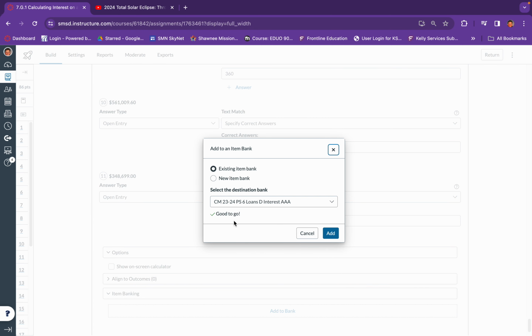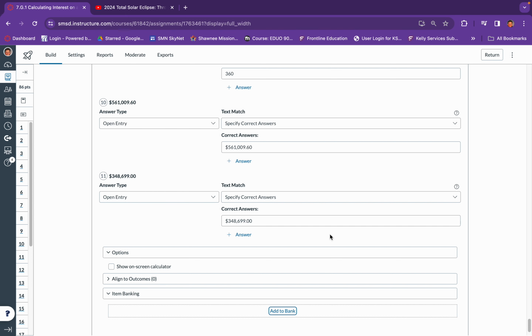Add to a bank. Add new item bank. And it's going to be called Consumer Math 2324 PS7 Housing. This is going to be G, and this is interest on a mortgage. Good to go.